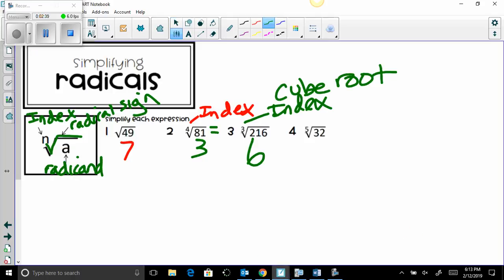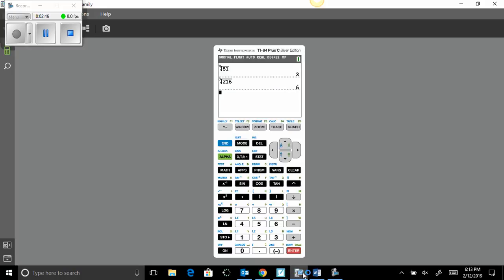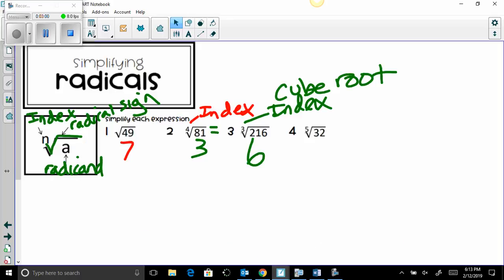The 5th root of 32. What number multiplied by itself 5 times is going to give me 32? Go to math and choose number 5, so I can put an index higher than 3 in. Then go over to your radicand, which was 32. What number multiplied by itself 5 times gives me 32? That would be the number 2. So that's a little quick recap on simplifying radicals.